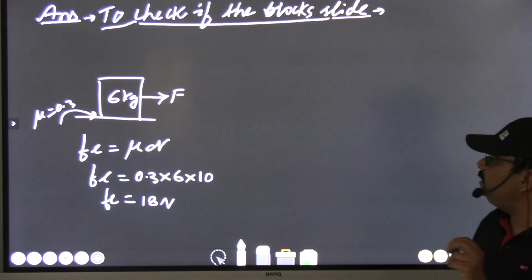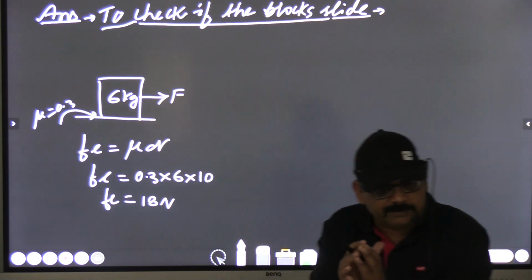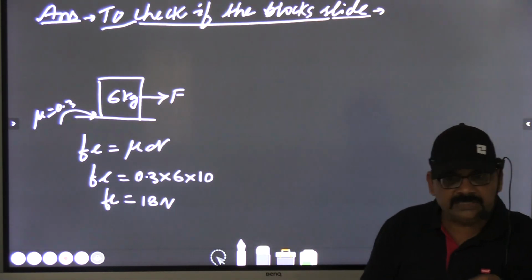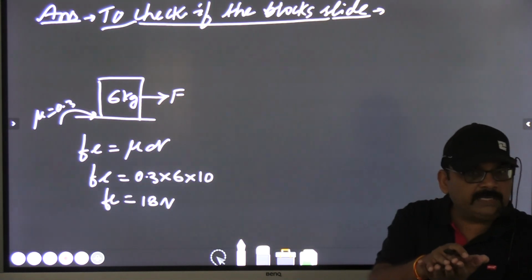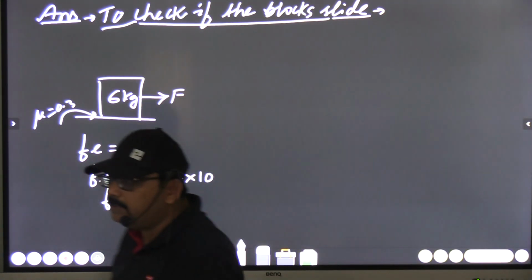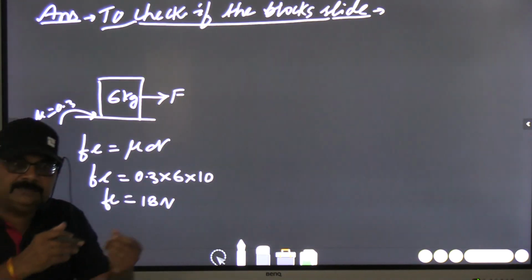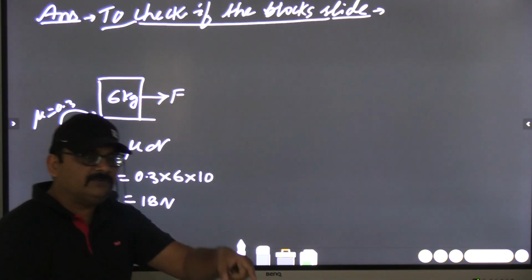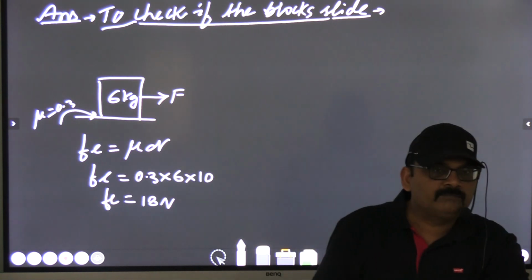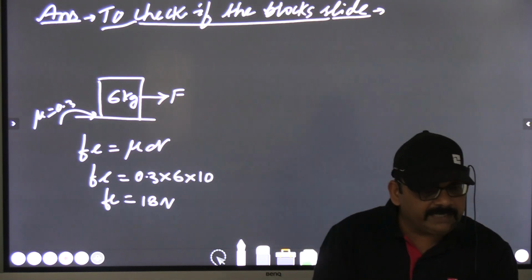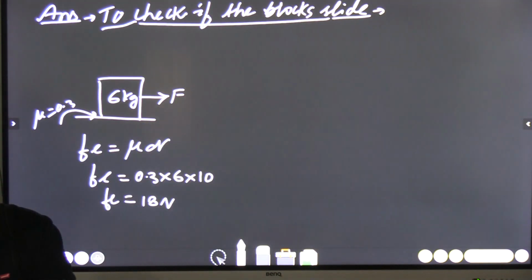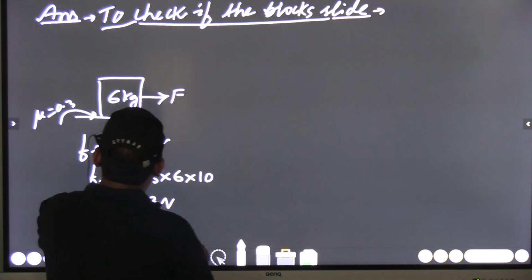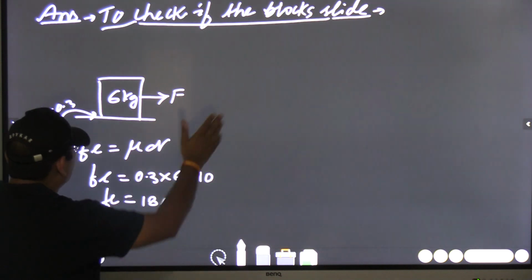18 Newton is the maximum value of static friction, which is called the limiting friction between the body and the surface. So any force less than 18 Newton is not able to drive this system. So if the external force is less than 18 Newton, the system will remain at rest and acceleration of both of the blocks will be 0. Got this point? Right.